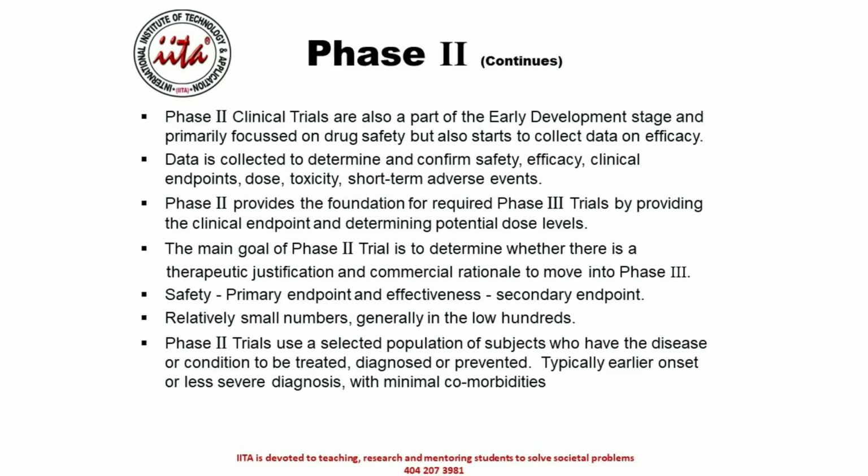Safety is the primary endpoint, and effectiveness is a secondary endpoint. Relatively small numbers, generally in the low hundreds. Phase 2 trials use a selected population of subjects who have the disease or condition to be treated, diagnosed, or prevented, typically earlier onset or less severe diagnosis with minimal comorbidities.